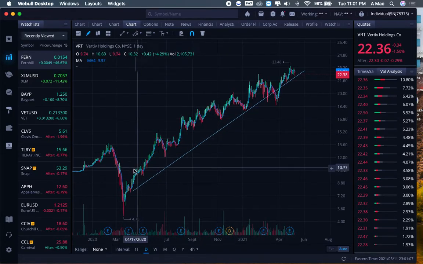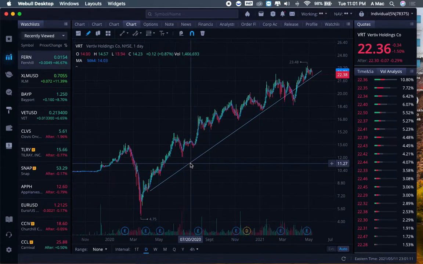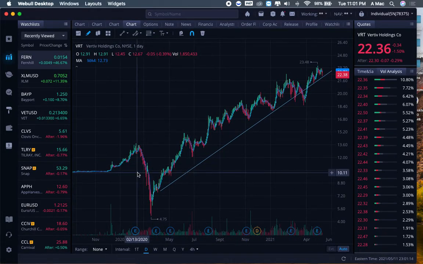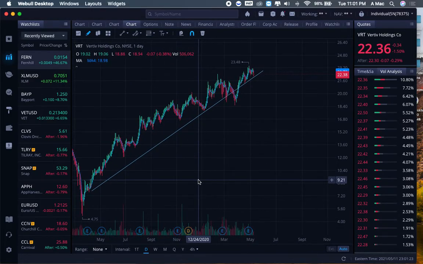Could it pull back like this again? Sure could. And this, from February 13 all the way to March 19th, almost a whole month, it was pulling back. I don't know what happened in that month, but somehow they got over it and the company started showing good results.